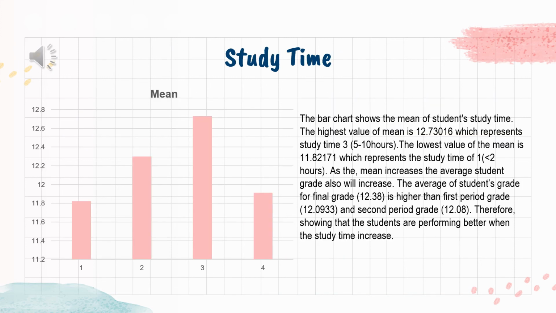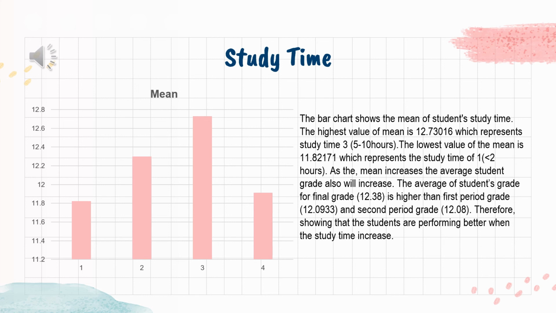Second slide of the study time. The bar chart shows the mean of students' study time. The highest value of the mean is 12.73016, which represents study time of 5 to 10 hours. The lowest value of the mean is 11.82171, which represents the study time of 1, which is less than 2 hours.